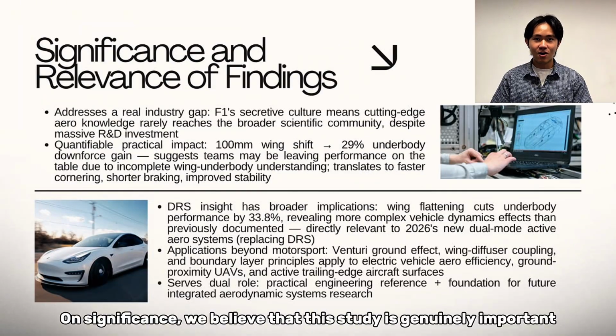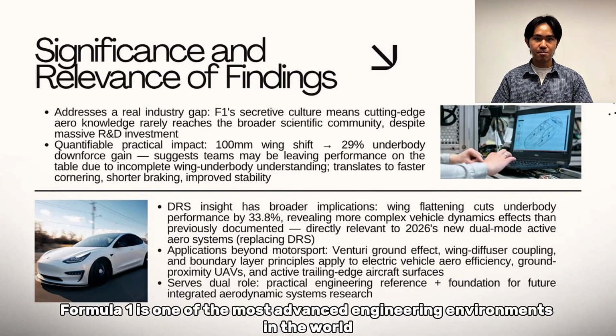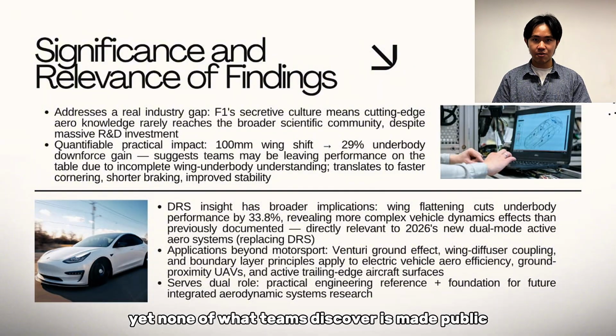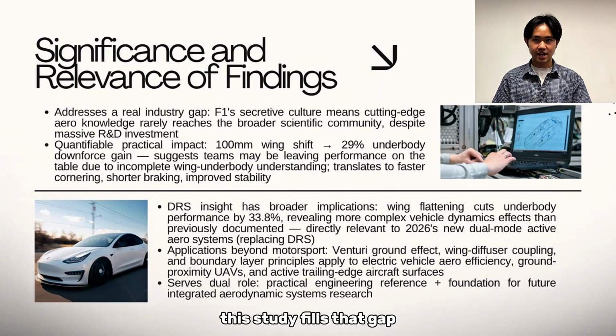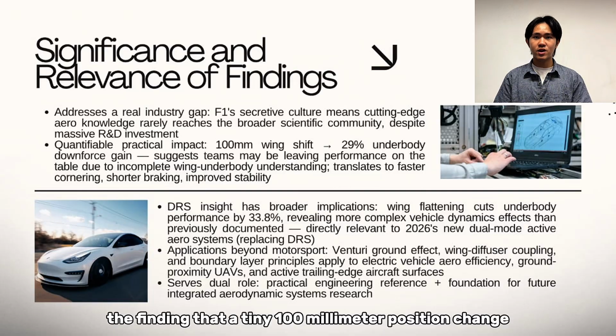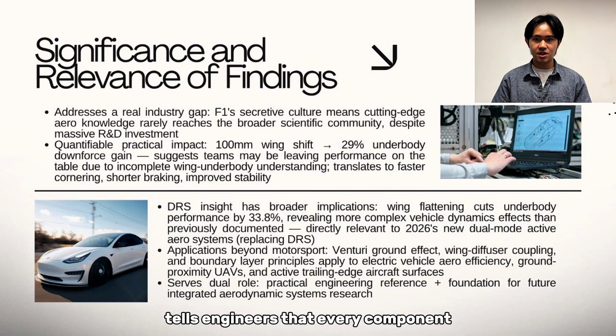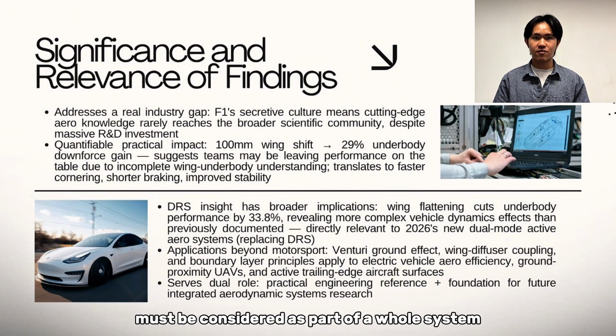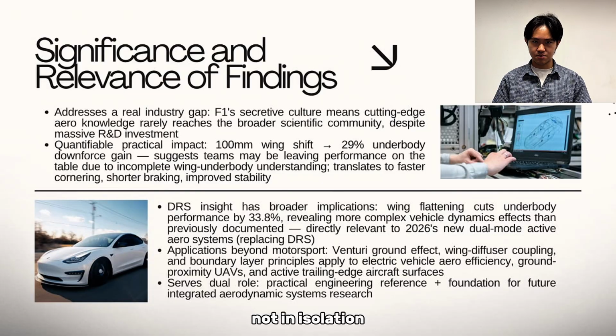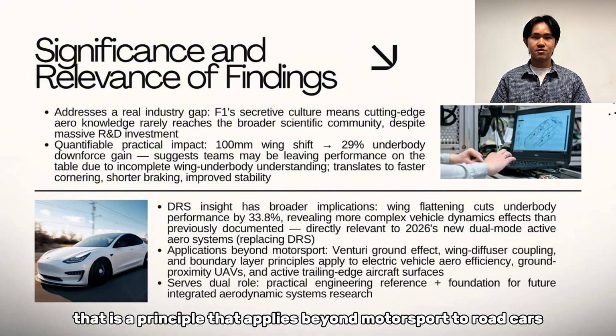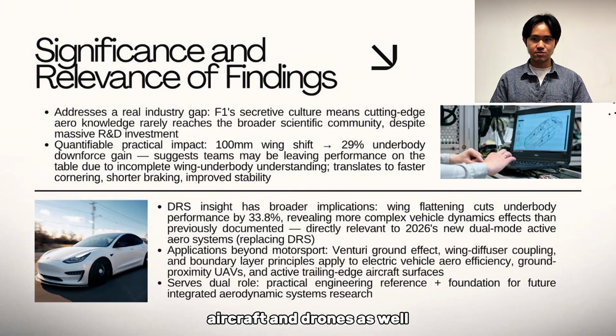Thank you, Alauddin. On significance, we believe that this study is genuinely important. Formula One is one of the most advanced engineering environments in the world, yet none of what teams discover is made public. This study fills that gap. The finding that a tiny 100mm position change produces a 29% performance improvement tells engineers that every component must be considered as part of a whole system, not in isolation. That is a principle that applies beyond motorsport to road cars, aircraft, and drones as well.